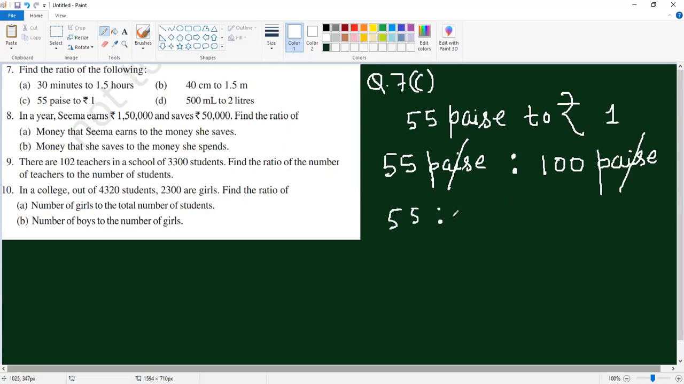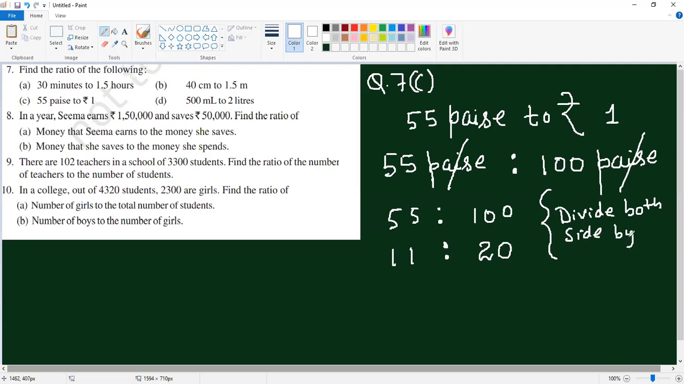55 is to 100. So 5 11 times and 5 20 times, isn't it? Divide both sides by 5. So it cannot be simplified any further. So this will be the answer.